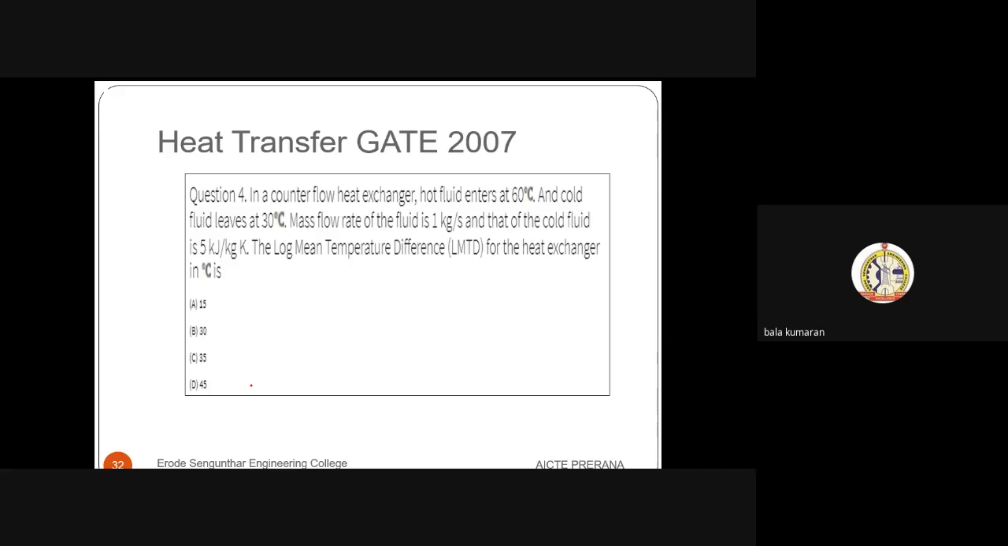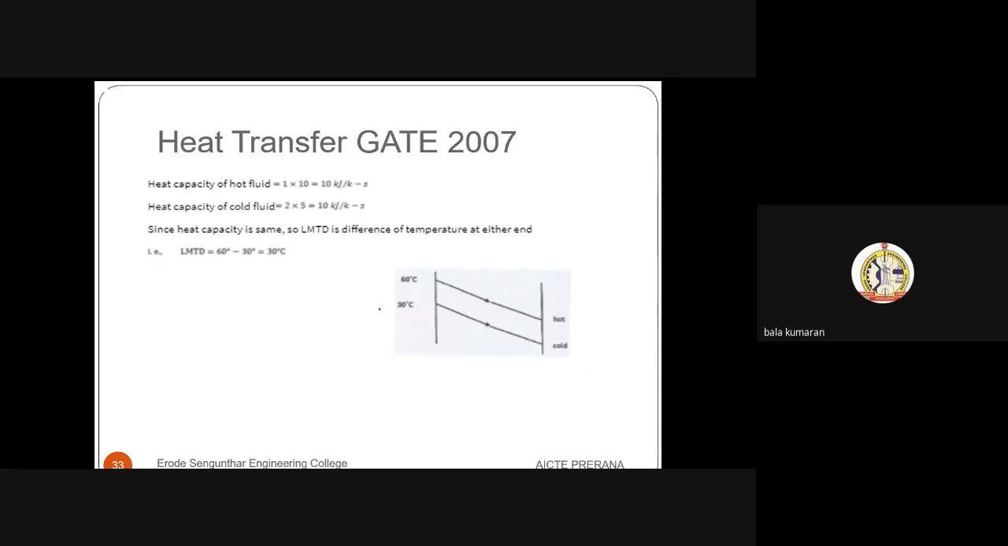They also asked here to find out the LMTD, which is known as del Tm. Same, the two heat capacities of the heat exchanger have been given here.